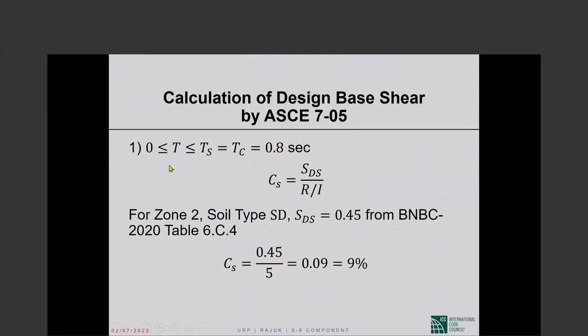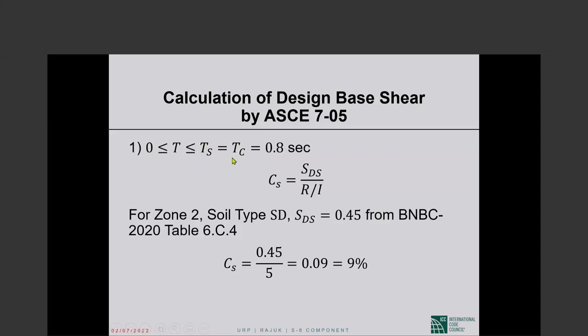So initially, T is between 0 and T sub S. Remember, in AC7, there is no ramp. The beginning of the flat top is at 0 period, and the flat top ends at transition period T sub S, S sub D1 over S sub DS. That T sub S is also T sub C of BNBC, in our case, 0.8 second.